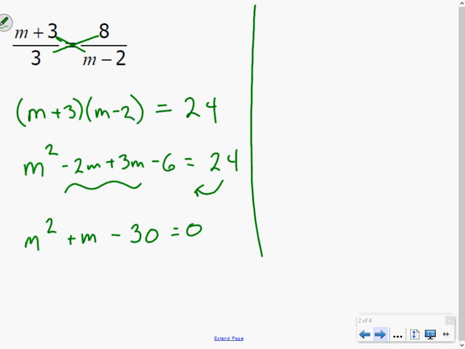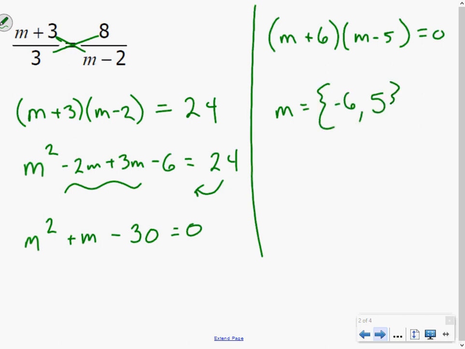So let's factor here. It would factor into m plus 6 times m minus 5, which is going to give us solutions of negative 6 and positive 5. Remember, the curly brackets just show that it's a solution set. There is more than one solution. And if we do a quick check, we can see that if we plug in our solutions into our denominator here, neither one of those is going to give us 0. So both solutions are good.